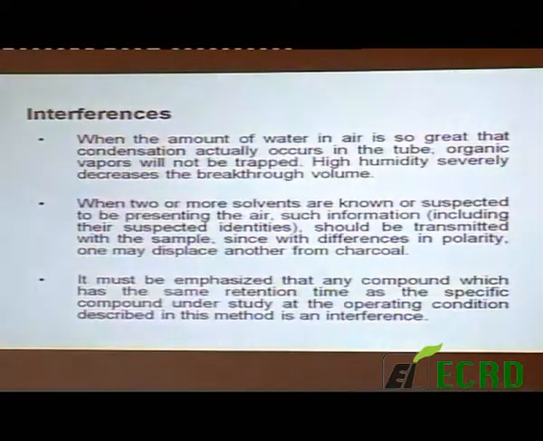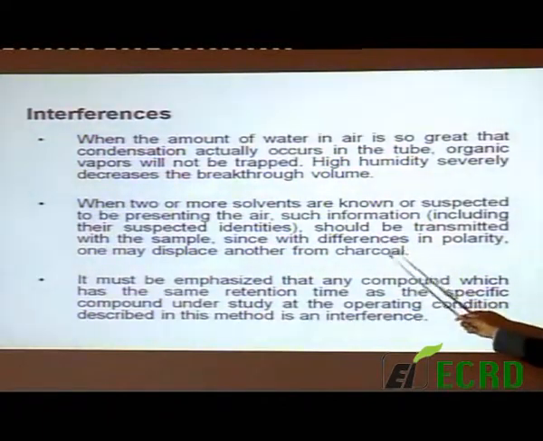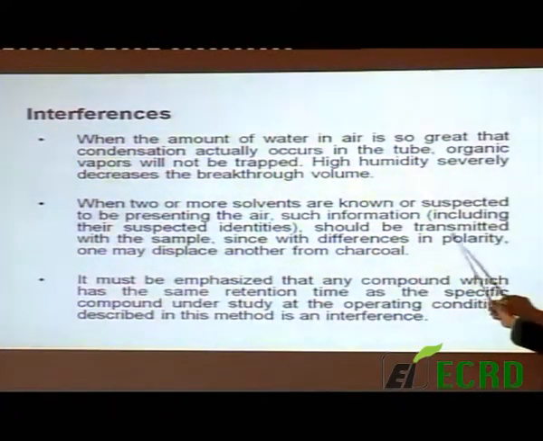Next. There are some interferences. If moisture is there, the organics will not be absorbed properly. So what we prepare is a small silica gel tube just to remove the water molecules before the organics are trapped in the absorption tube. If a compound is known to have the same retention time, that will be an interference, but this interference can be removed by changing the chromatographic conditions.